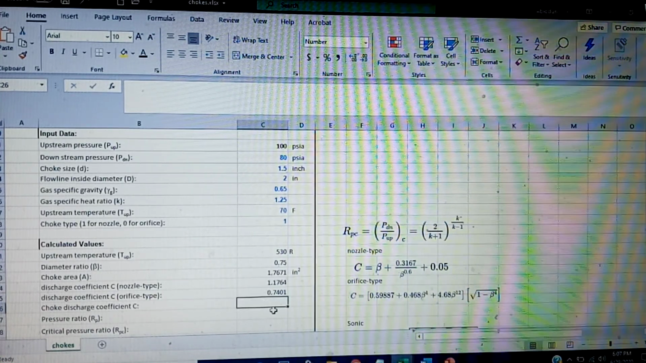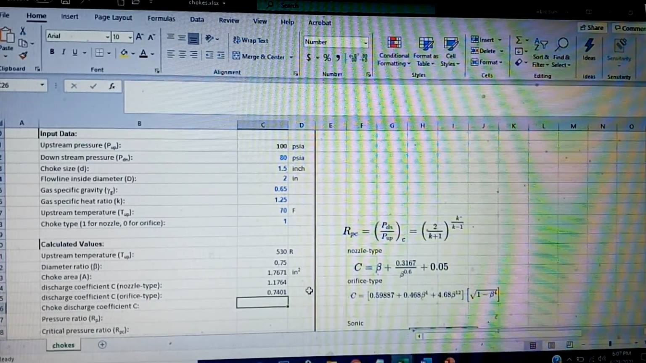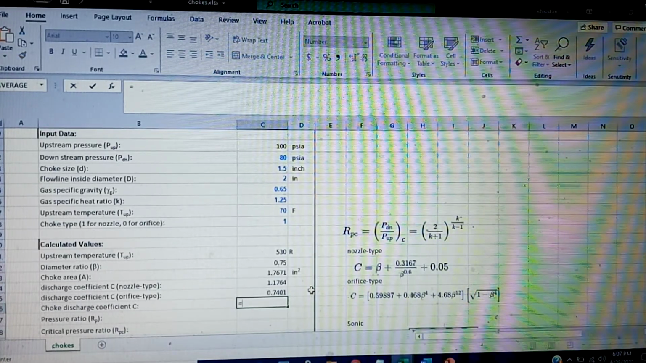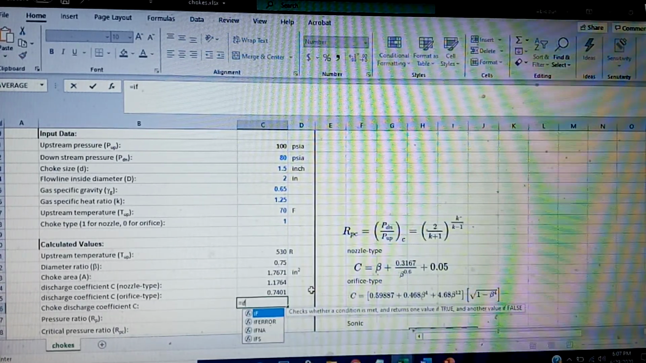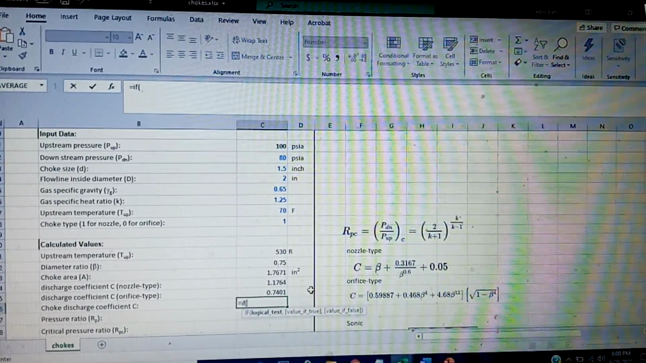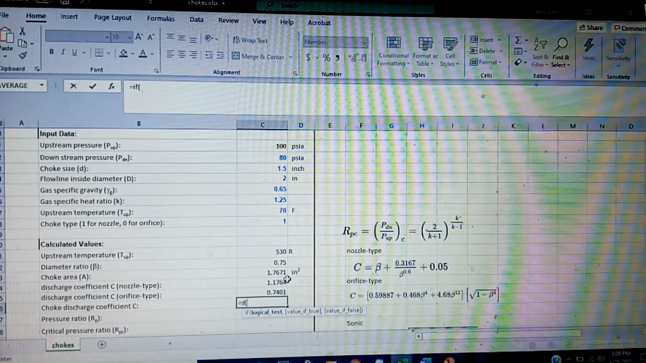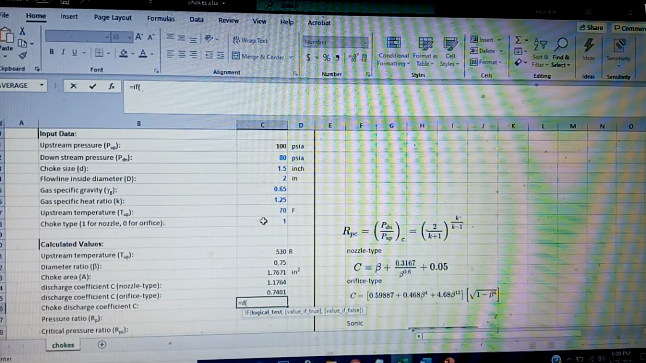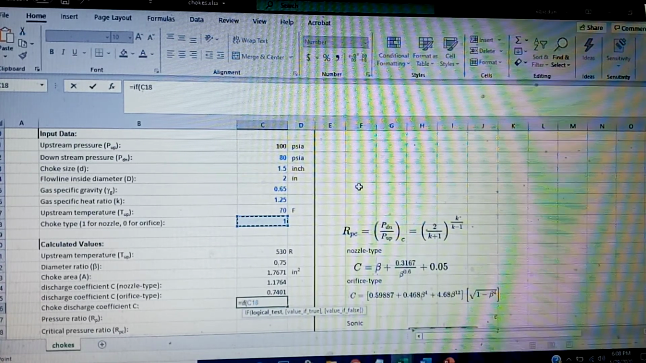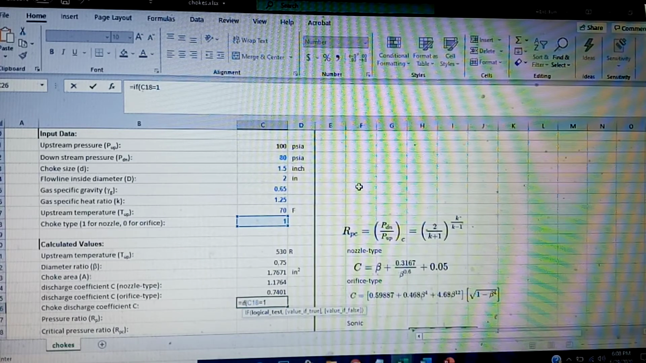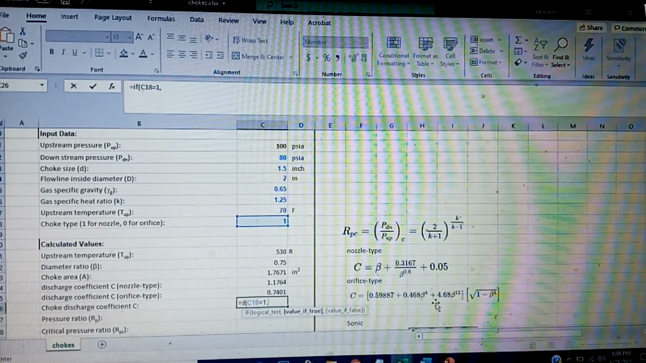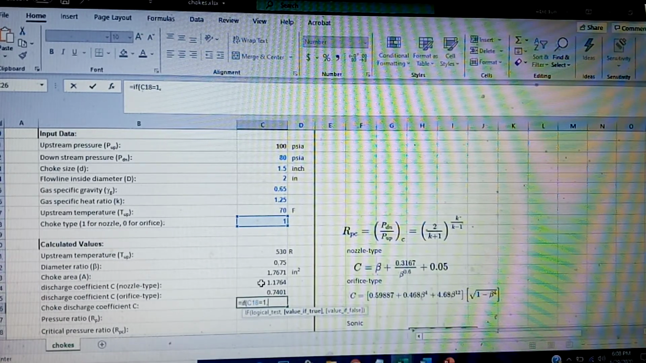So in Excel you use the if function to select the right one. So I'm going to do equals if, then you open the bracket. The first statement in the if function is, what do I want to test? I want to check the value here in cell C18 equals 1. Then I put a comma. If it equals 1, then you put a comma. What do we do? I'll click on what it's going to use. I'll click on cell C24. So it's going to pick cell C24 as the discharge coefficient.